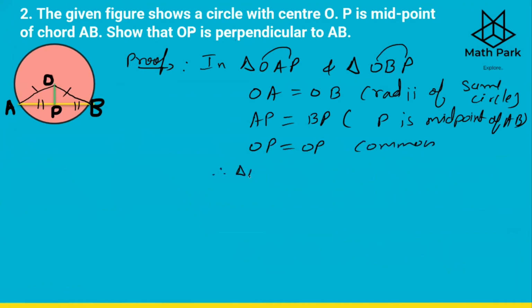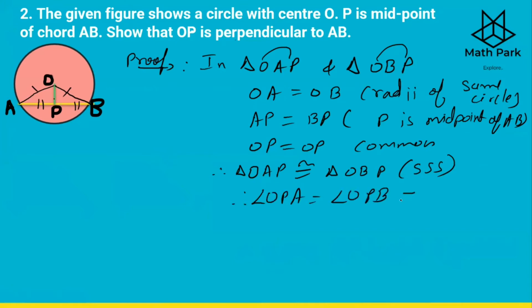So therefore you have triangle OAP is congruent to triangle OBP by SSS congruence. Okay. Now the triangles are proved congruent. So you'll have these two angles equal. These two angles are equal. Therefore you have angle OPA is equal to angle OPB by CPCT. The triangles are congruent. Now the target is to prove this angle a right angle.